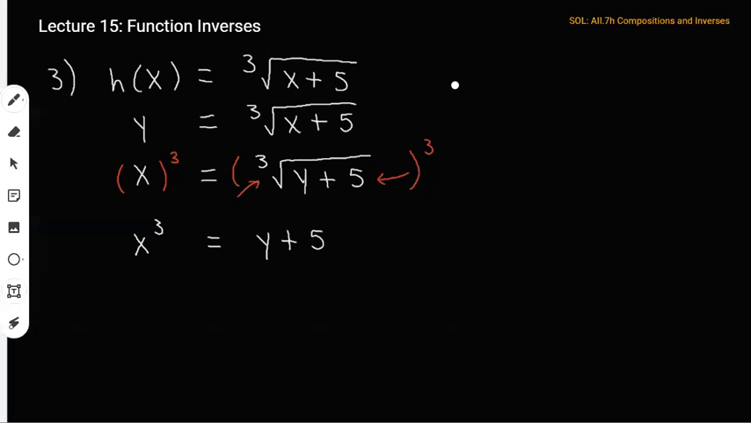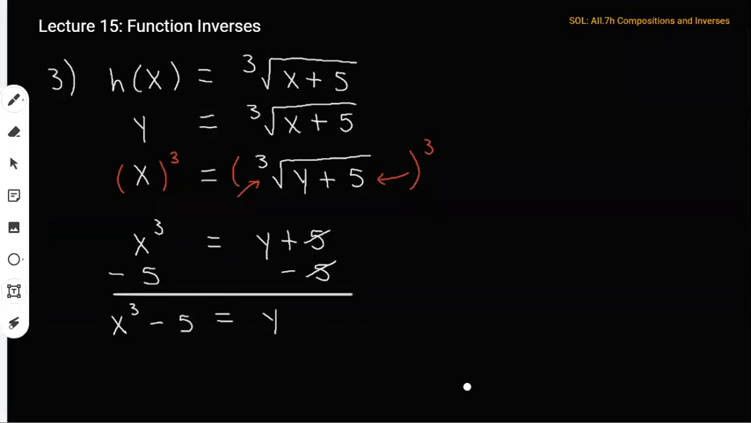So the last thing I need to do now to get y by itself is to get rid of the plus 5. And that's pretty easy. All I need to do is subtract 5 from both sides. That'll cancel out the plus 5, and I'm left with y is equal to x cubed minus 5. That's going to be my inverse function.